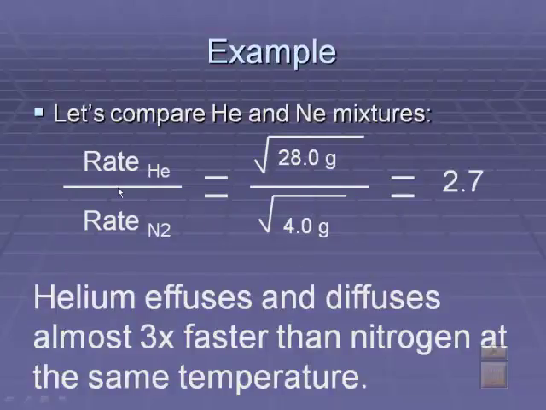So come back over here. Helium is going to be faster, and if I know that, I just need to make sure that I put the larger number on top, smaller number on the bottom, and just keep it straight in my head. I know helium's going to be faster, so you get the number 2.7 when you do your math correctly, and you can say that helium effuses almost 3 times faster than nitrogen at the same temperature. That's the overall Graham's law there.